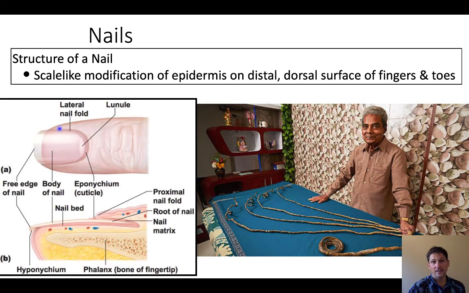It's a scale-like modification. It's really useful for digging or defense, right? It's a good tool. Sometimes you use it to tighten up a screw. We've got our little nail bed down here, and the root of the nail is under there, and we have these cuticles that kind of cover that up. So some of you go in and get manicures, they push your cuticles back or cut your cuticles.